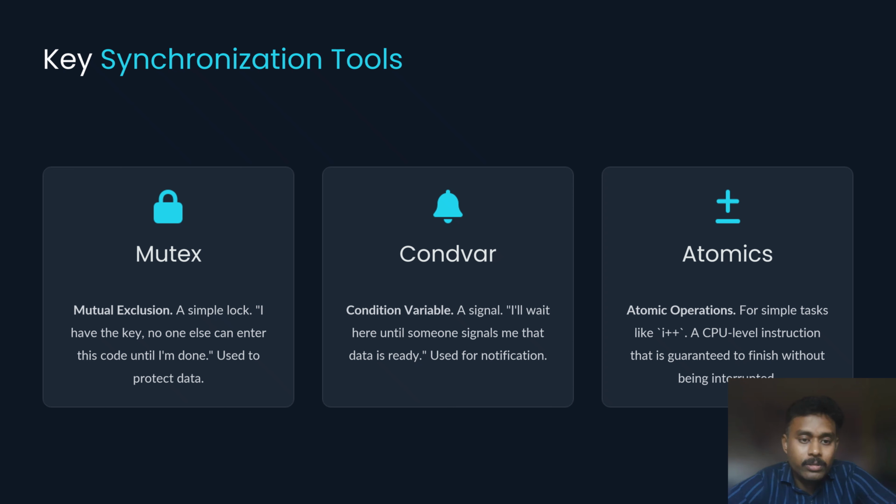The key synchronization tools are mutual exclusion, that is mutex, and the condition variable, convar. The condition variable waits for a particular signal to indicate that I'm ready to receive or I'm ready to send, so notifications will be sent. Based on that, the corresponding thread will be able to exchange data with the other. And it is said to be an atomic operation. For example, a simple task like i++ in C language is actually a CPU level instruction which is guaranteed to finish without being interrupted.